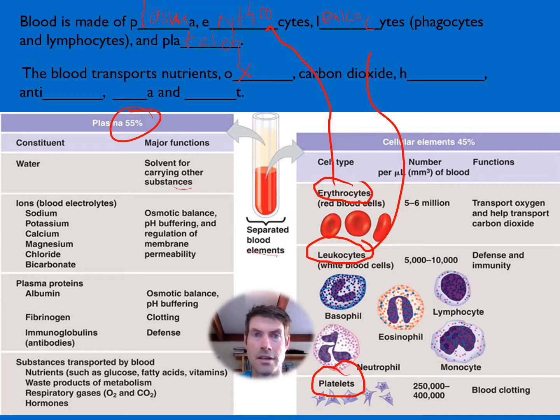Oxygen is transported. Carbon dioxide, hormones, antibodies. This one is urea. And heat. You don't think about it too much, but your blood is basically a way your body can move heat around your body. Either get rid of heat by putting blood near your surface.